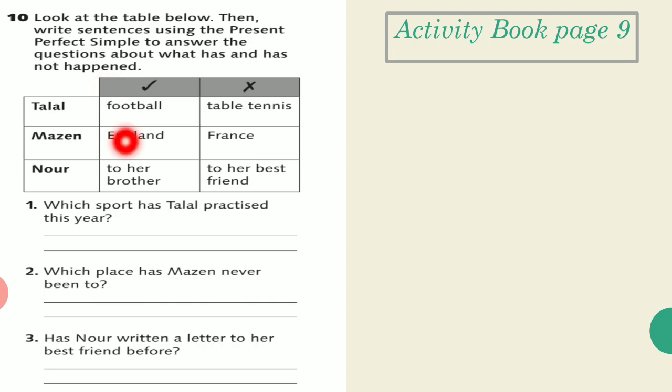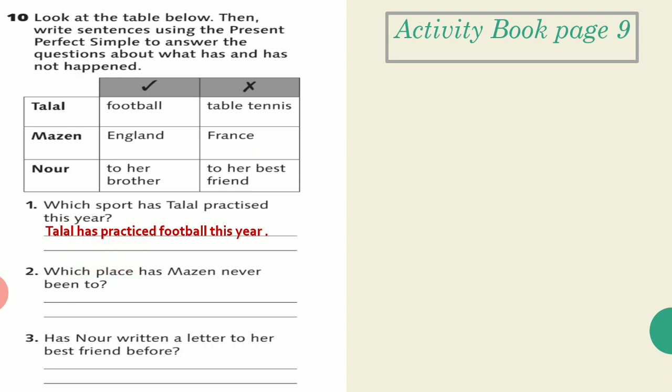Now we have two columns. The first one has the tick sign, which means that these things have happened, and the other column has the things that have not happened. Let's start with question number one. Which sport has Talal practiced this year? Now we have to go to Talal and see. Talal has practiced football and he hasn't practiced tennis. So the answer will be, Talal has practiced football this year. And don't forget to use the present perfect tense.